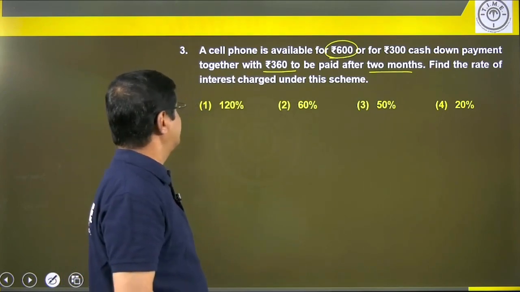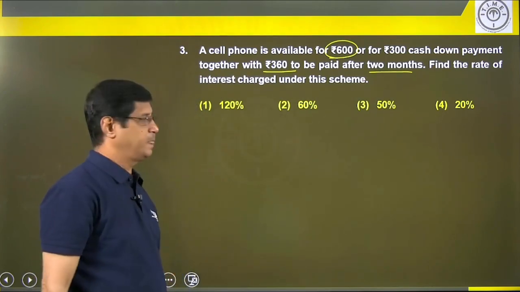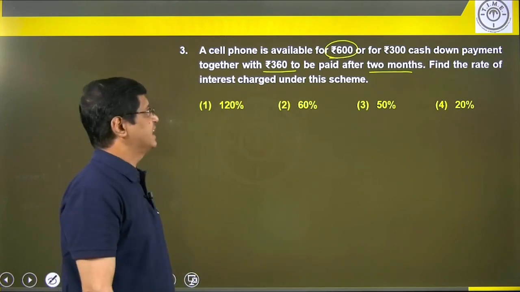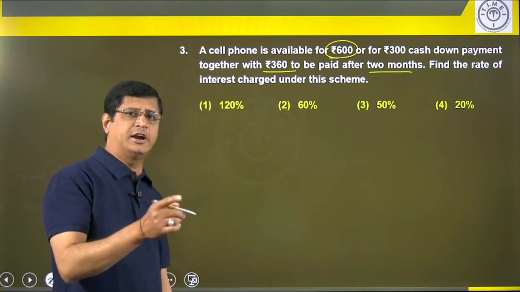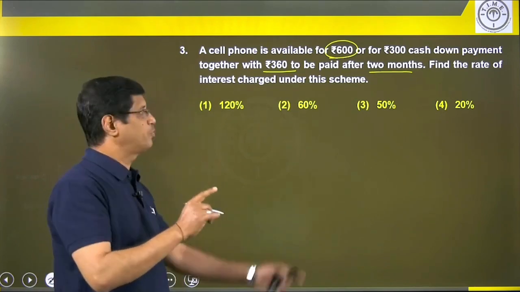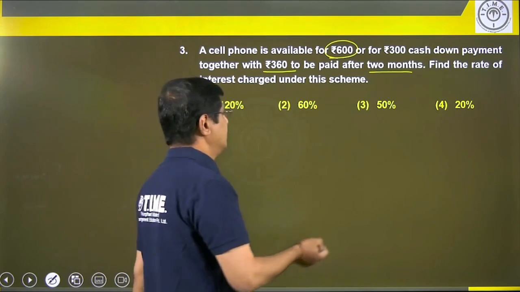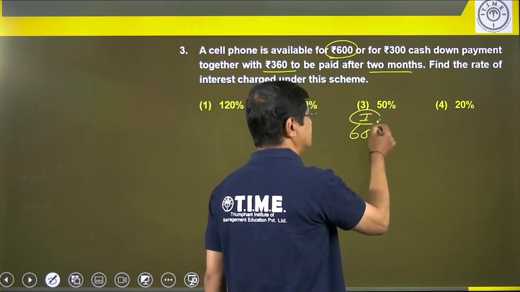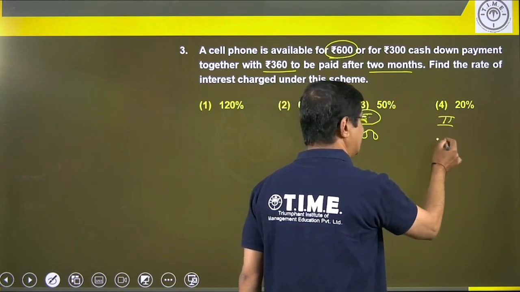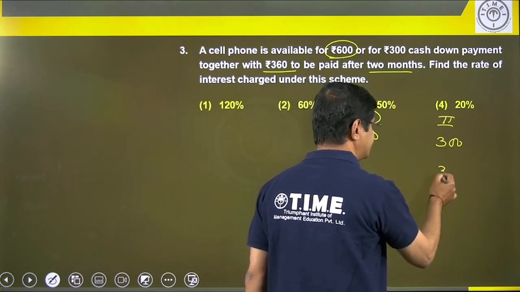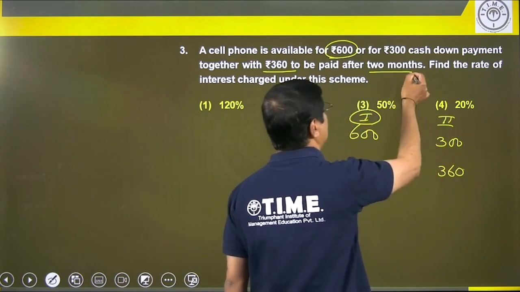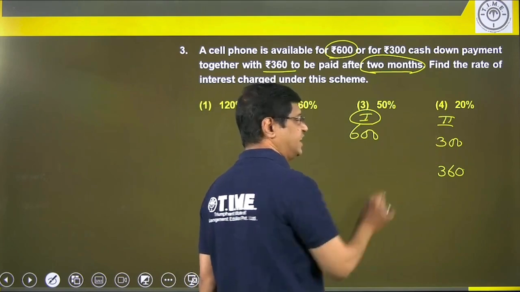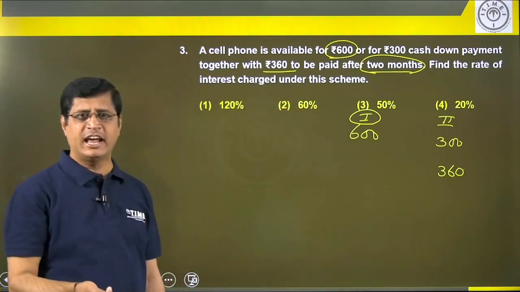Find the rate of interest charged under this scheme. Now what is the cost of the phone? 600, or 300 plus 360, where 360 needs to be paid after 2 months. The first is 600. The second one is 300 plus 360 to be paid after 2 months. Now 600, already 300 paid, means the remaining 300 he has to pay.